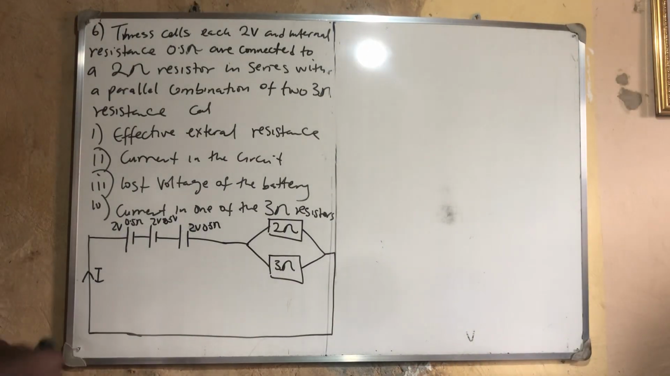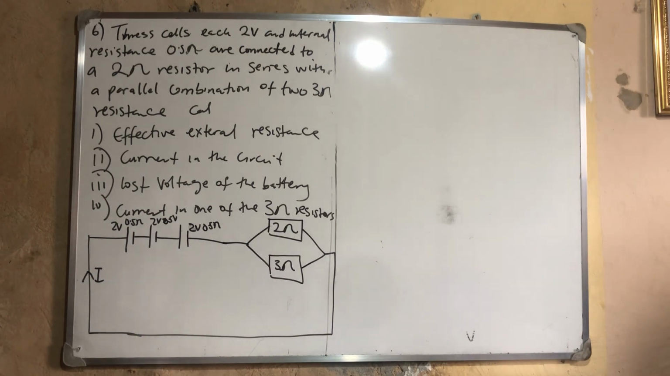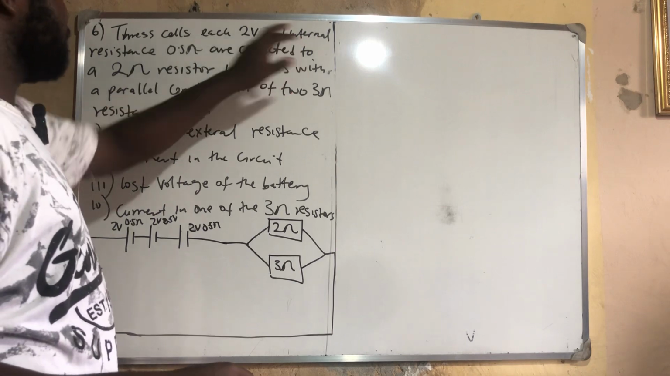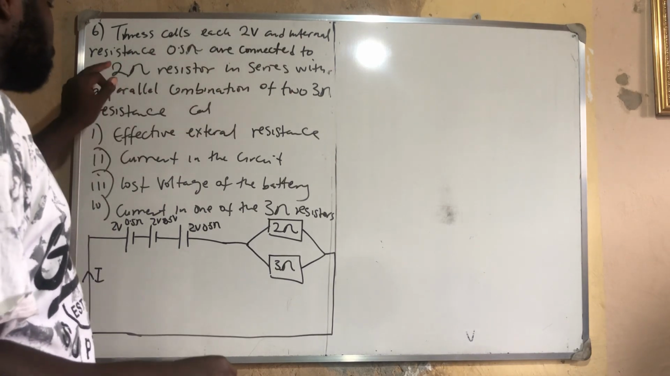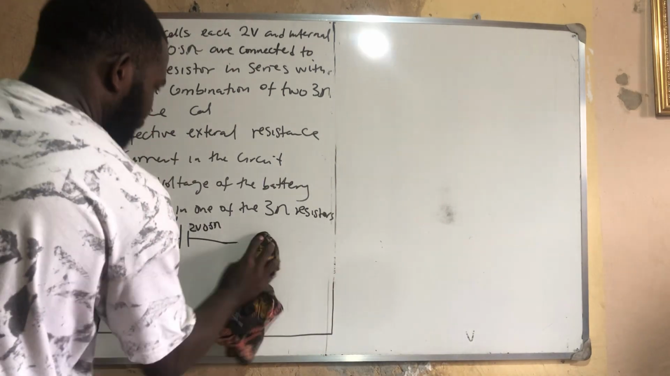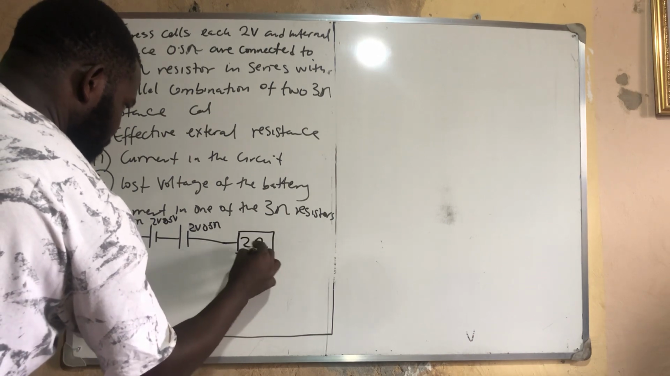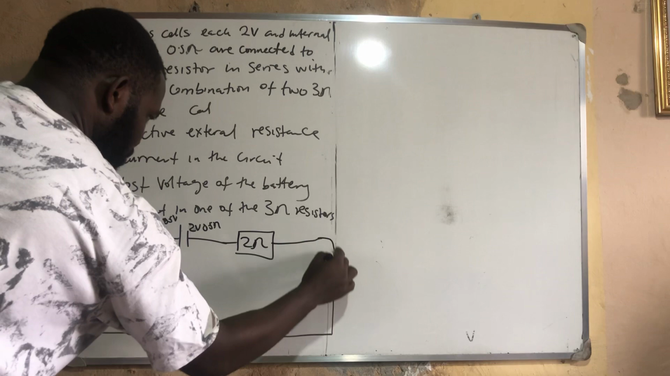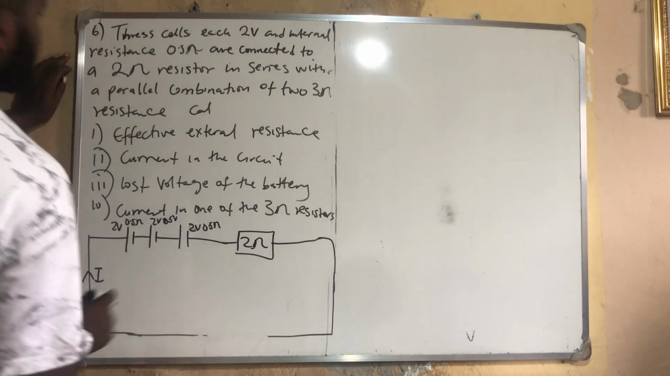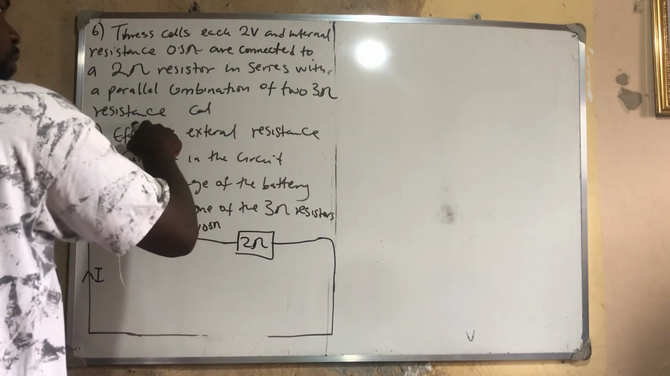Oh, sorry. They say that, in fact, even the drawing itself is very, very wrong. Yes, because look at what they said. They said 3 cells of each, okay, are connected in series. They are connected to 2 ohms in series. Then that 2 ohms is now being connected to another two 3 ohms resistors in parallel.